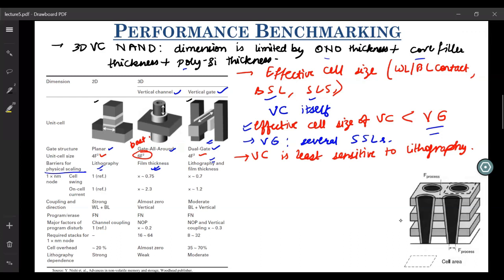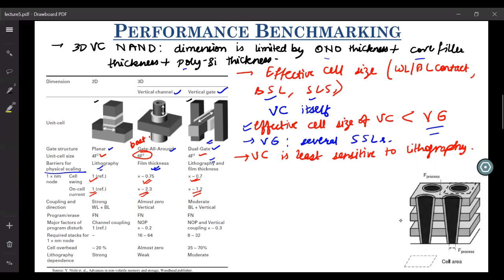Now let us look at the cell swing. The swing is highest for 2D NAND. The sub-threshold slope improves for gate-all-around and for your vertical gate. However, if you look at the on current of the cell, it's 2.3 times higher for gate-all-around and only 1.2 times higher for your vertical gate. And why is it so? Because the gate is wrapped around the channel region, your effective inversion layer volume is higher, because you have inversion from all sides, while in the other two you have inversion from only one side or only from two sides.